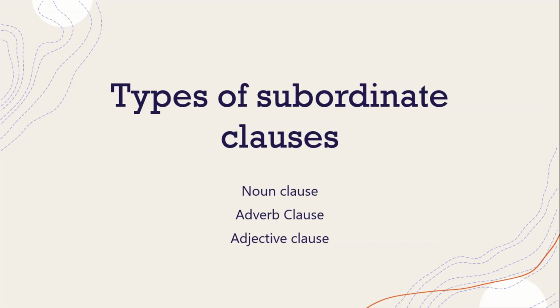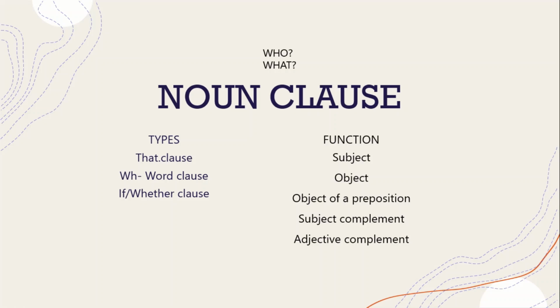Now, knowing this basic concept, let's start with noun clause. A noun clause answers the questions who or what. As you can see here, we can classify this clause by its type and function. There are 3 different types according to its connector: that clause, WH word clause, if whether clause. It also has 5 different functions. It can be a subject, object, object of a preposition, subject complement, and adjective complement.